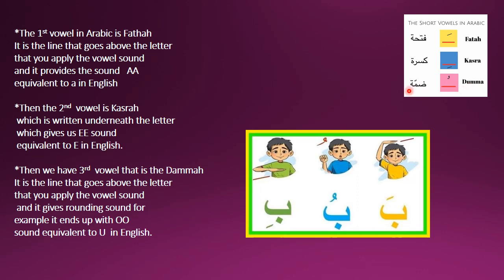Then we have the third vowel, that is dhamma. Dhamma, pesh in Urdu. It is the line that goes above the letter that you apply the vowel sound to, and it gives the rounding sound. For example, it ends up with an oo sound equivalent to u in English. Ba pesh, boo. Sometimes it is also pronounced wrong, like some people say ba pesh bo. That is wrong. It's ba pesh boo. The pesh or the dhamma gives the sound oo.